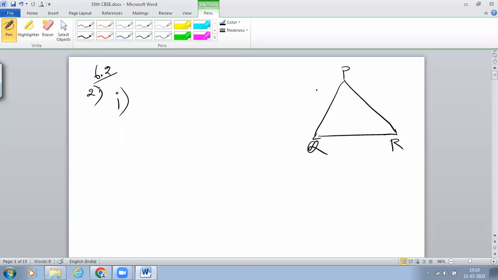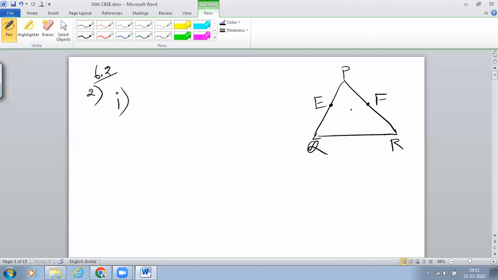And E and F are points on the sides PQ and PR. This is side PQ. On this side, there is a point E, and another point is F, that is on the side PR. That is the meaning of this sentence. The first sentence is: E and F are the points on the sides PQ and PR. These are the 2 points.